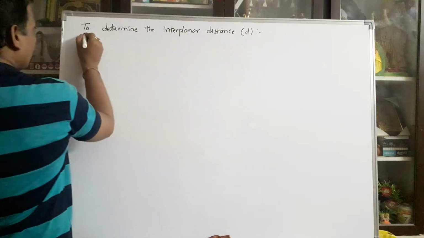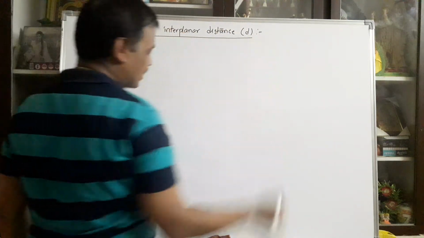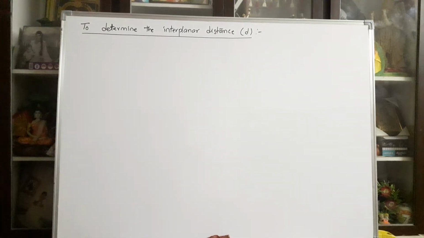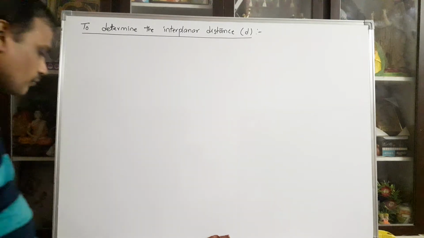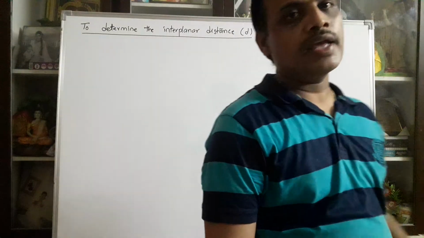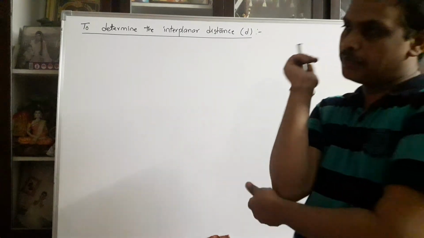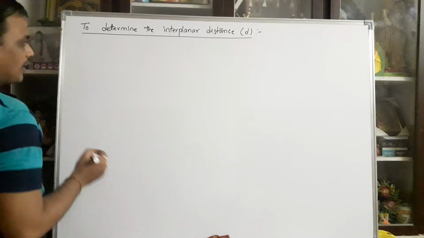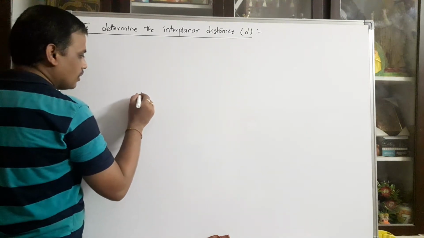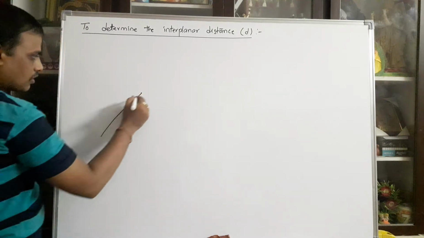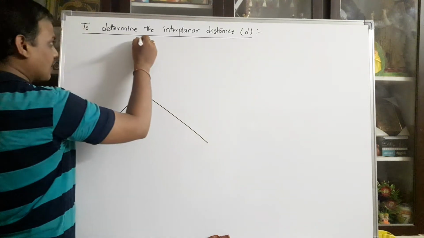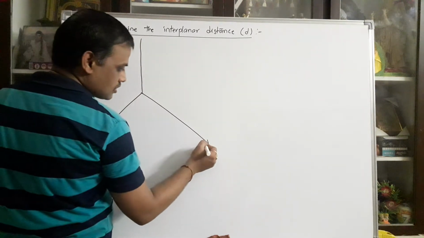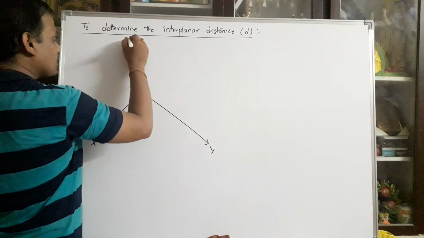We already gave the definition of interplanar distance. What is interplanar distance? Interplanar distance is nothing but the distance between successive lattice planes. For this case, I am deriving the interplanar distance. You can assume one plane. So I am taking the planes like this, with axes. This direction can be taken as x. This direction can be taken as y. This direction can be taken as z.